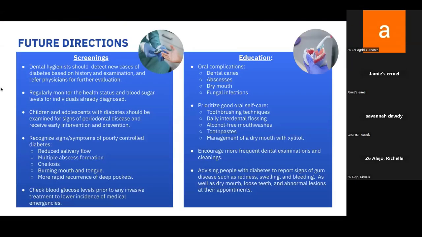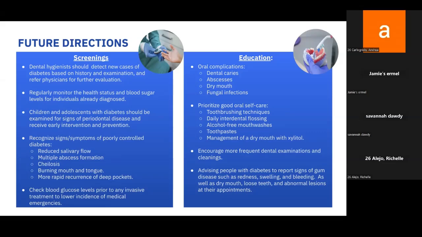Future directions. So for screening, many patients visit their dental office more frequently than their physician, which puts us as oral health professionals in a great position to detect early signs of undiagnosed diabetes and to monitor the health of those already diagnosed. As dental professionals, we play a key role in early diabetes screening. Poor screening is a major reason why so many people have undiagnosed diabetes. It's crucial for medical and dental teams to work interprofessionally to manage both diabetes and periodontal disease effectively.